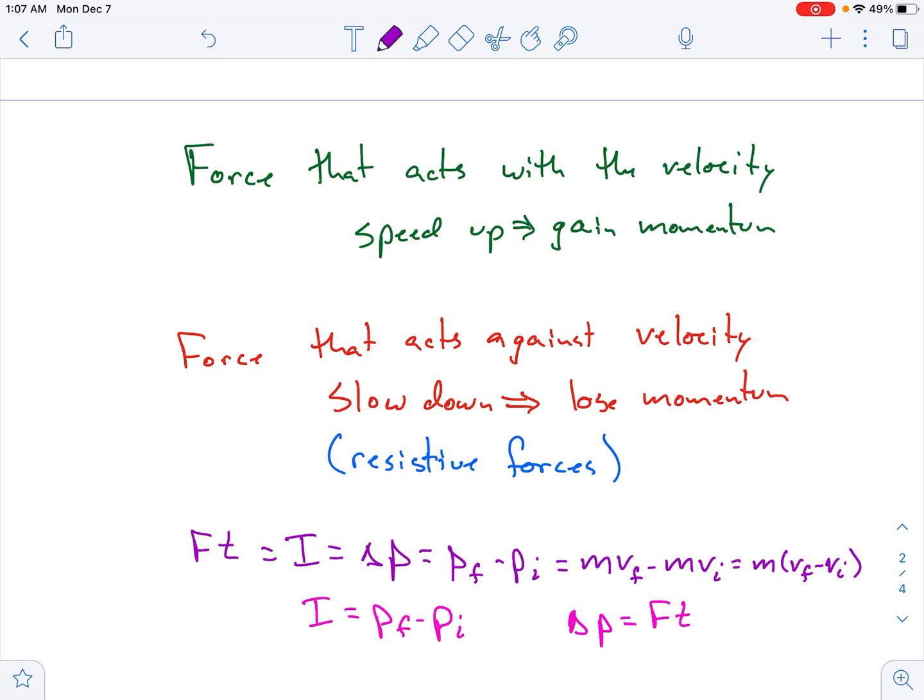Where people get themselves into trouble is they hear impulse and automatically want to do force times time. People hear change in momentum and automatically want to do PF minus PI, even when they were given a force and a time, right? I can use force and time to find change in momentum. I can use PF and PI to find impulse.